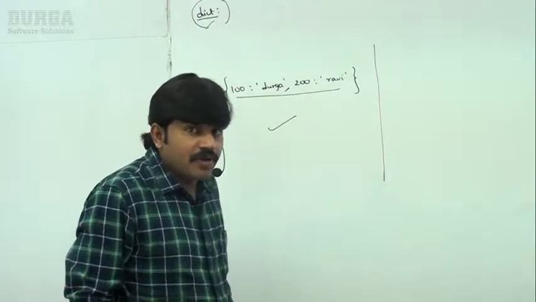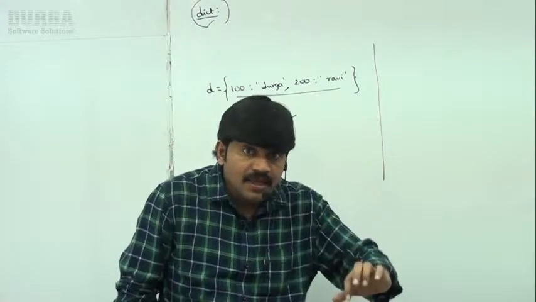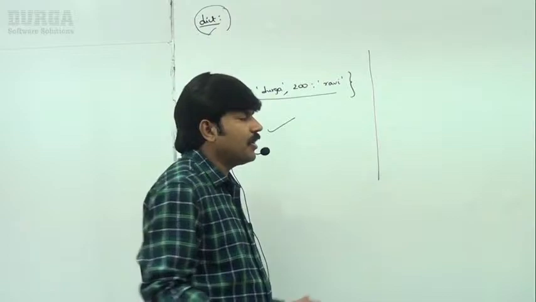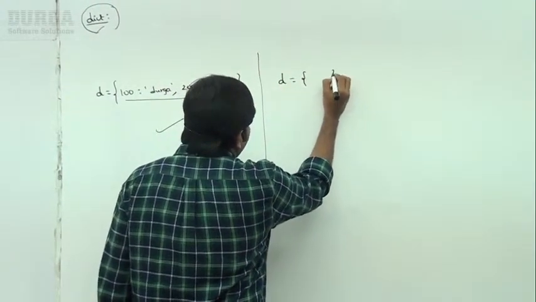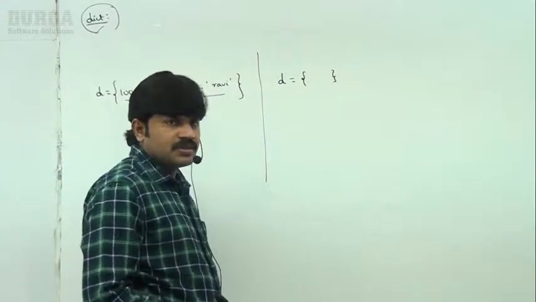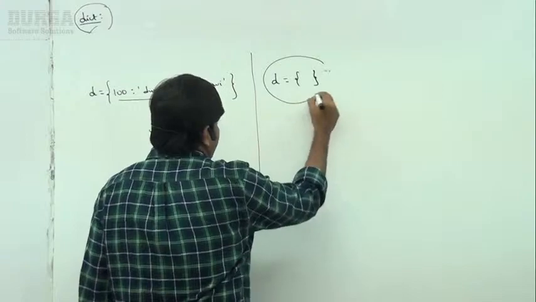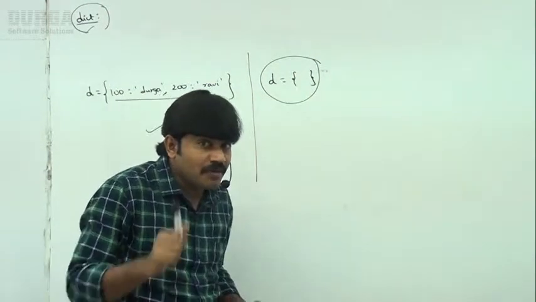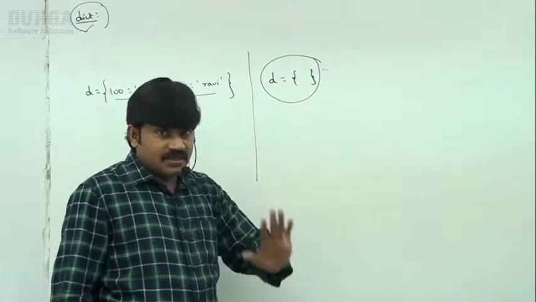But sometimes the requirement is to create an empty dictionary first, and then add the key values. How can you do that? d = {}, curly braces open and close. I just created an empty dictionary. By default, what is the type of empty curly braces? Dictionary, not set type. Remember, it is an empty dictionary.